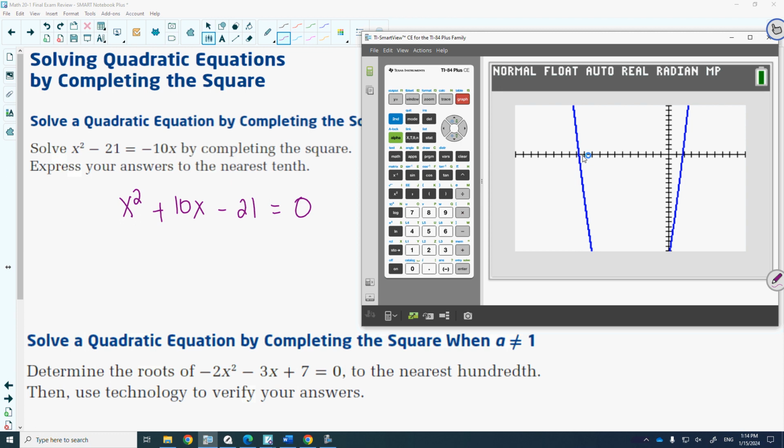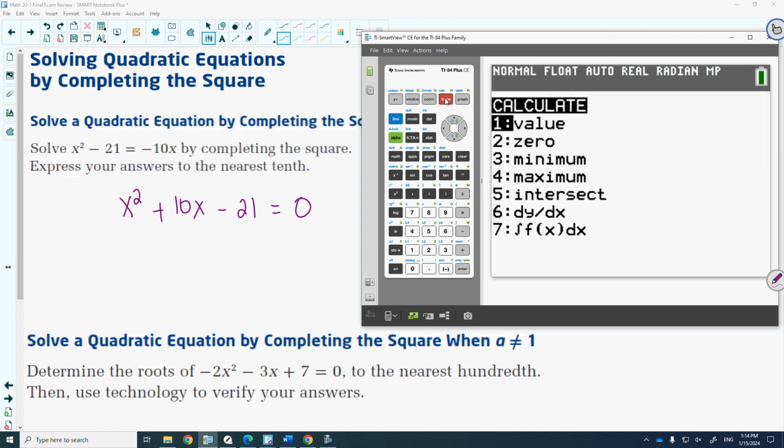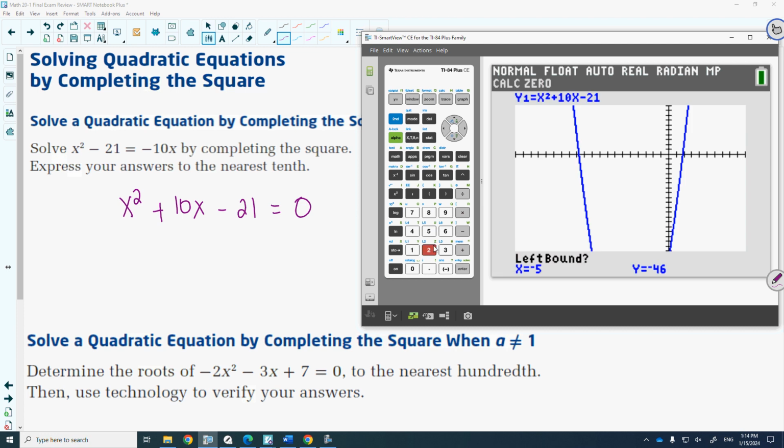Okay. So let's get that x-intercept. Second, calculate, zero. Here's where this is showing you where your cursor is. It's at -5, so it's down here. So I'm going to do my right arrow until it comes onto my screen. Okay, I want that 0, so I'm going to do left bound, and I'm going to do right bound. Okay, so this is not going to be factorable, right? So one of my x-intercepts, it says nearest 10th is 1.8.